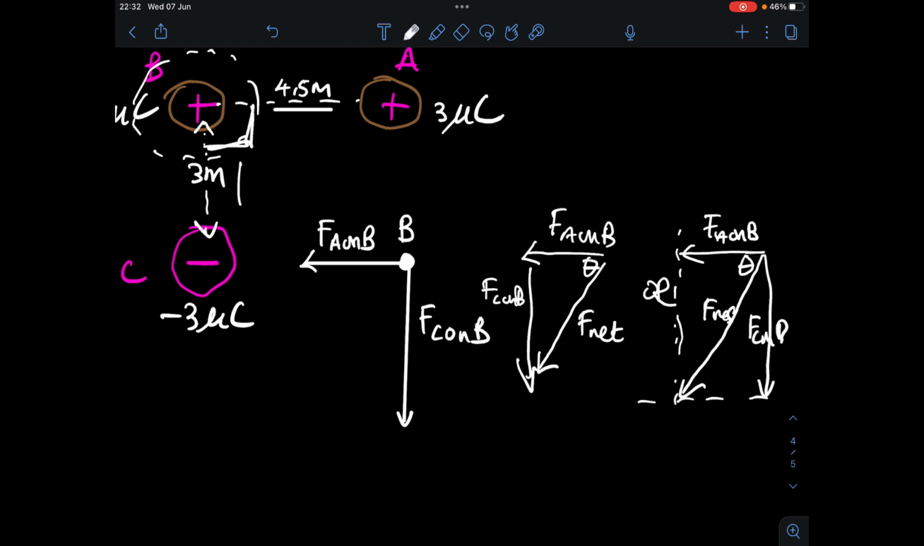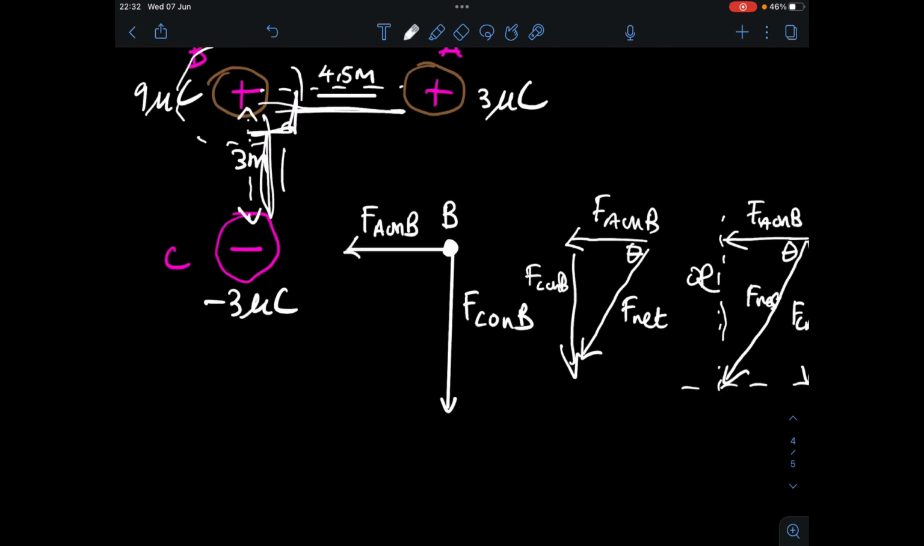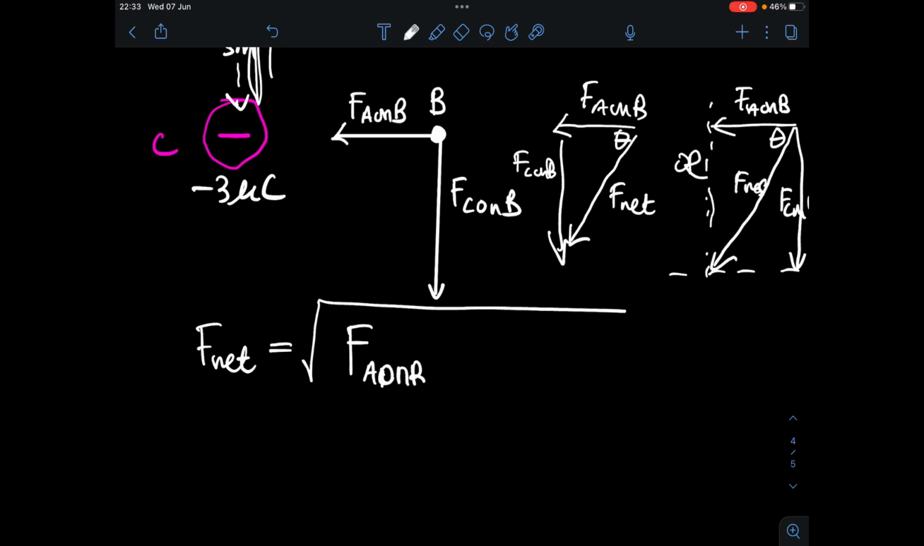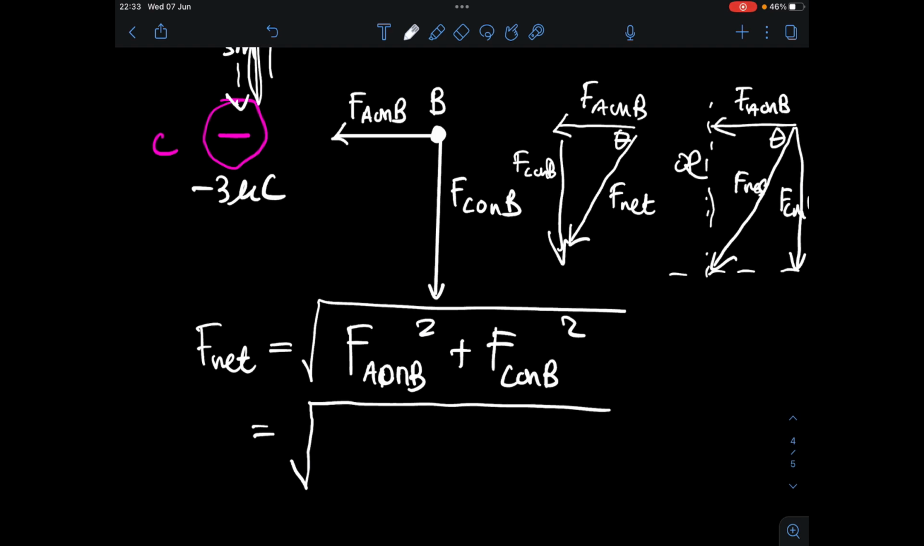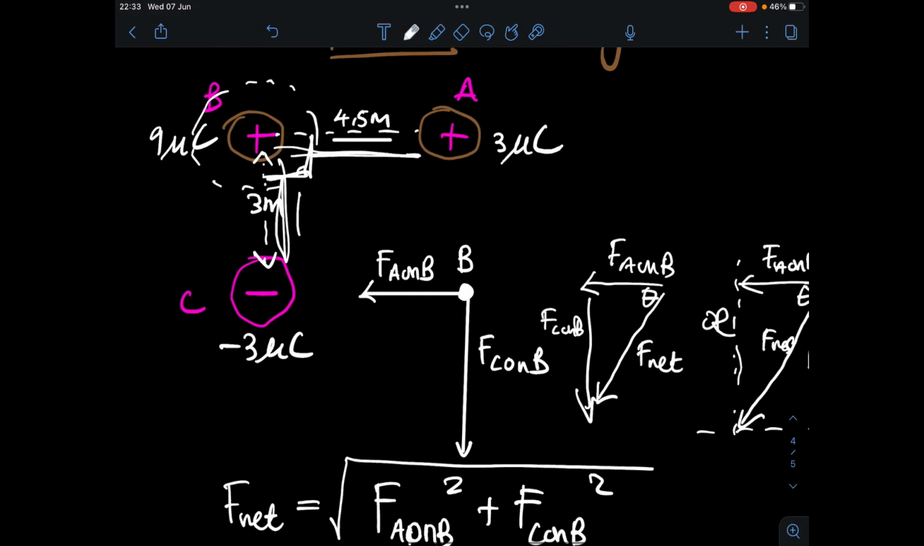Now in this case, you have to calculate the force between the two and the force between the two, and then you do the Pythagoras theorem. So I'm going to do it in one step to calculate the resultant force acting on B. So I'll say F net is equal to the square root of F of A on B squared plus F of C on B squared. Let me calculate them here. For the force of A on B, let's look at the charges. Charge A is 3 microcoulomb, and charge B is 9 microcoulomb.